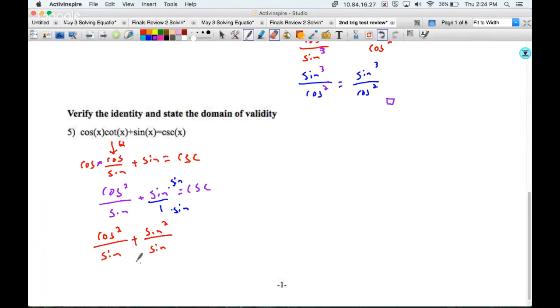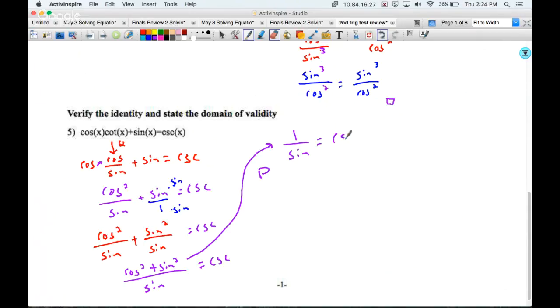Now that the denominators match, I can add the numerators. Cosine squared plus sine squared all over sine equals cosecant. Now I can use the Pythagorean identity. So I'll write a P to turn cosine squared plus sine squared into just a 1. 1 over sine equals cosecant. And then use a reciprocal identity to get this to cosecant of x equals cosecant of x.